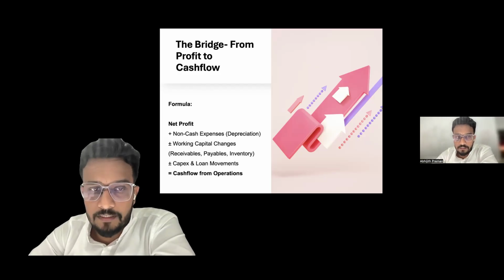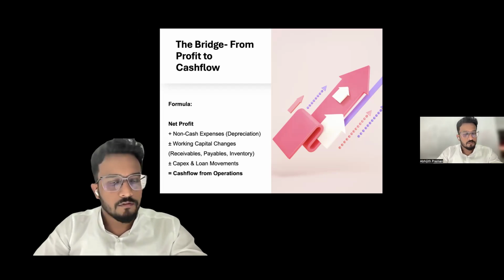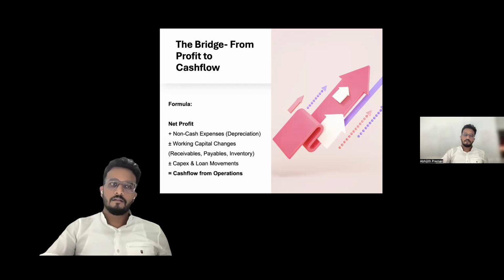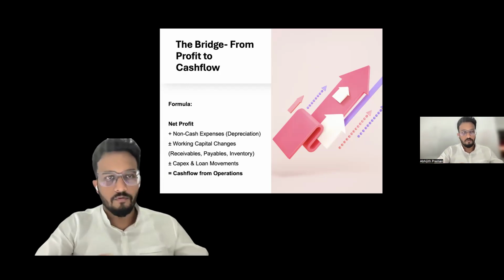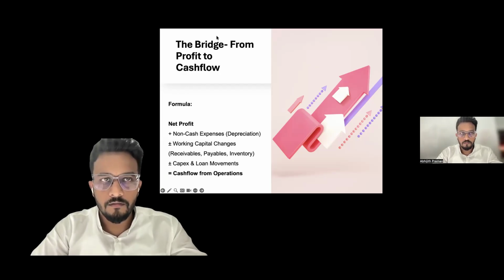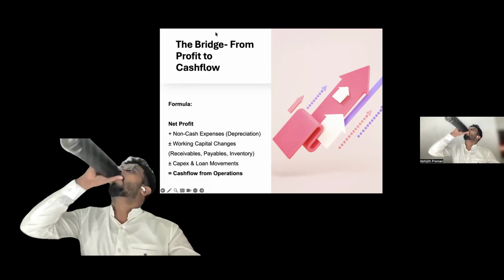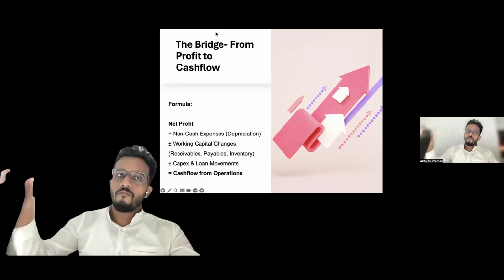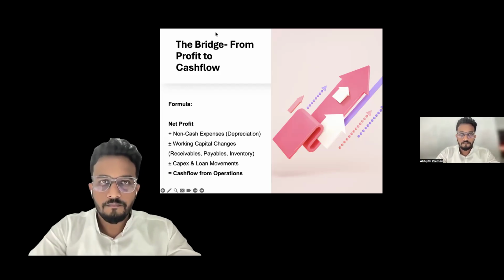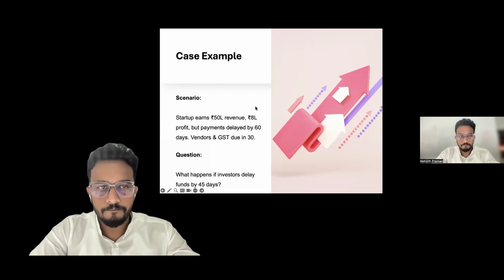Then we have plus or minus capex and loan movements. So if you buy an asset, cash is going out, so you minus from the net profit. You get a loan from your friend or bank, that money is coming into the business, you add it. The net effect is what is called the cash flow from operations. Okay. So anyone have any doubt here? I know it's a bit technical, this one. Okay, so I'll move to the next slide.